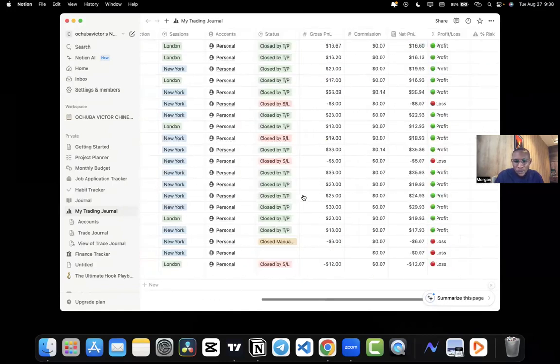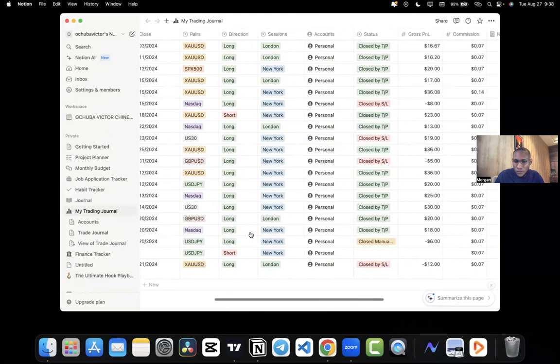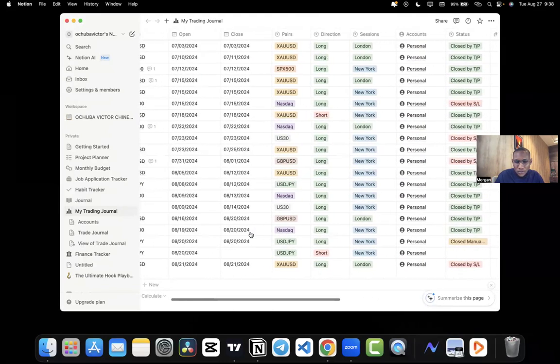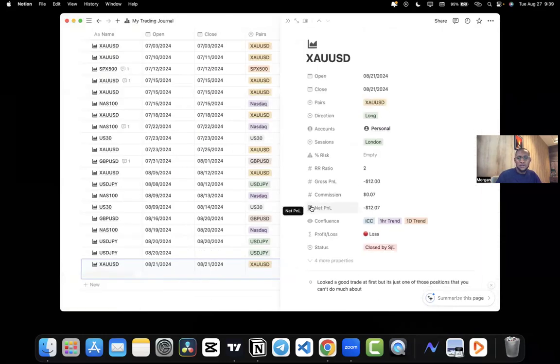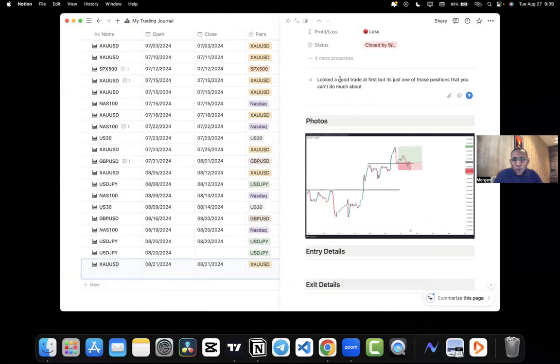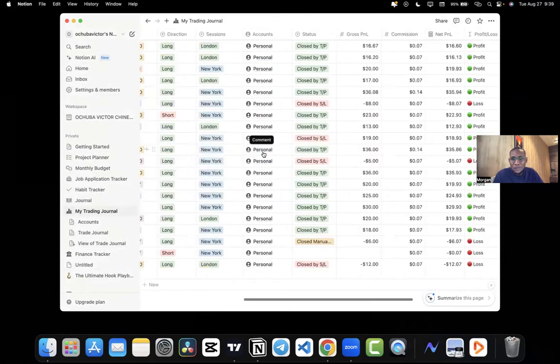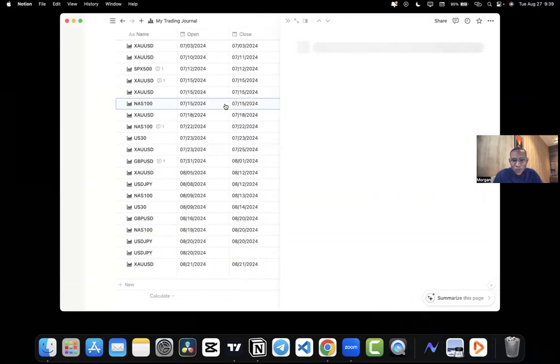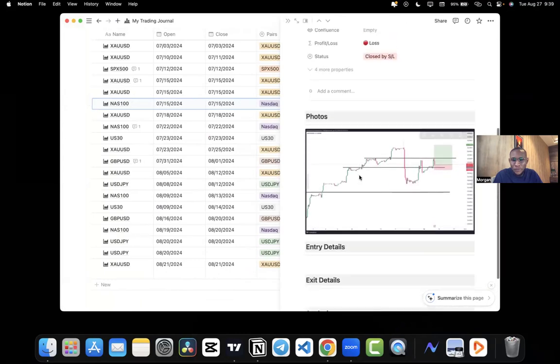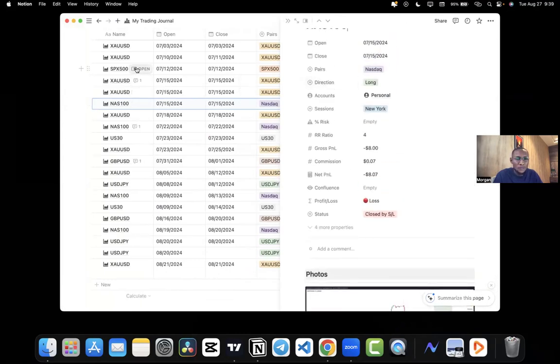Let me say I enter one of these that I lost. Let me use this one here. Let me open it. So I wrote reason. Looked a good trade at first, but it's just one of those positions that you can't do much about. These are reasons. Like everything in this trade obeyed all my rules that I used to trade. So let me go to another one where I called myself an idiot for taking the trade. Let me see if I will see one. No comments here. Let me go to this one.